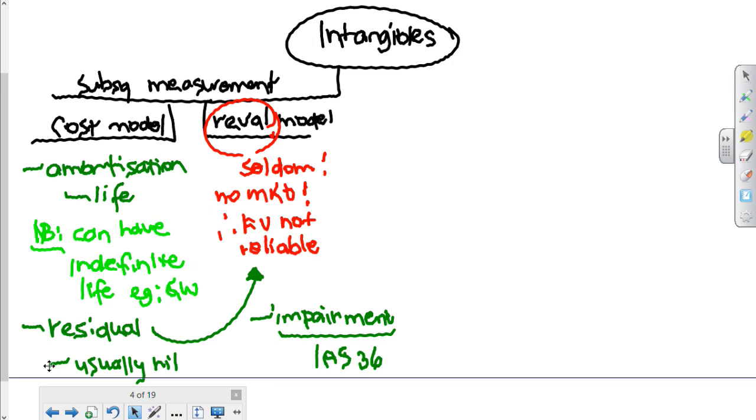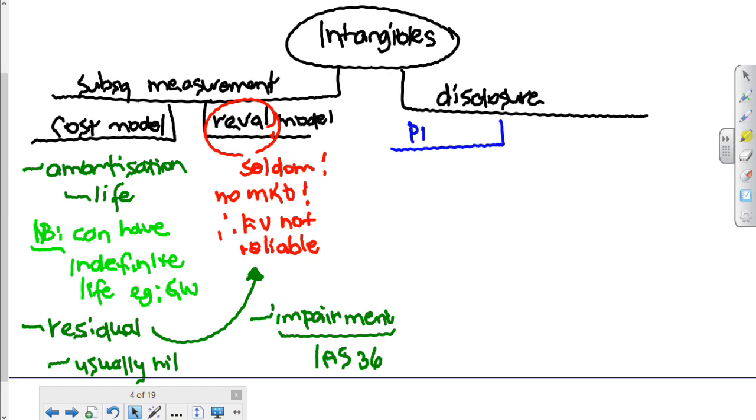And then in terms of disclosure, we have disclosure in 2 bits. We have a PBT note, and in that PBT note we will disclose our research cost as a separate number. We will also disclose the amort and any impairment.